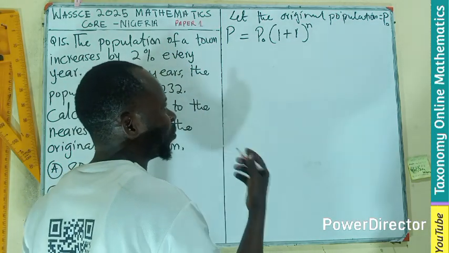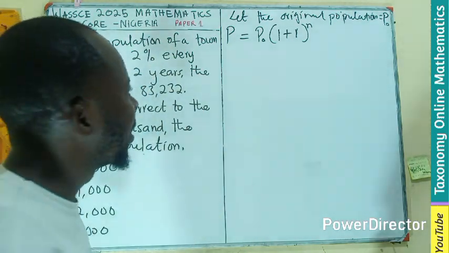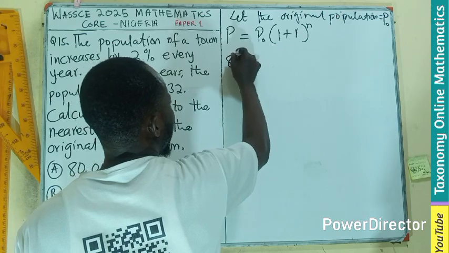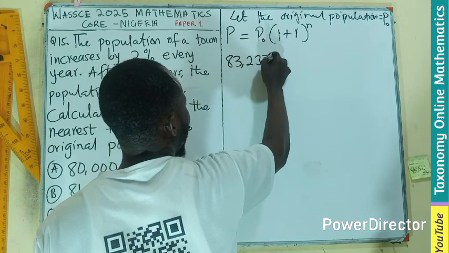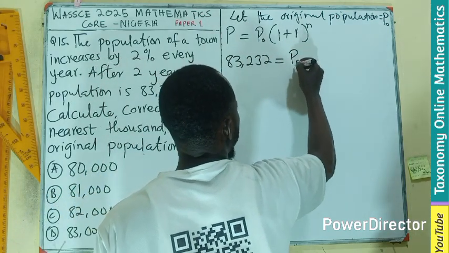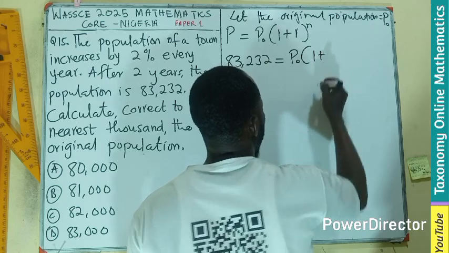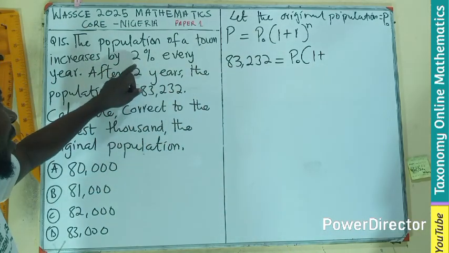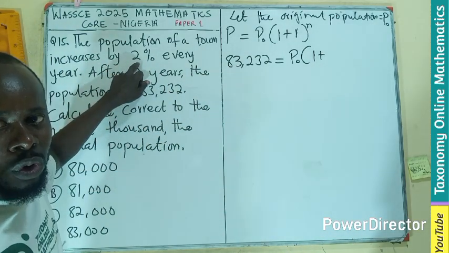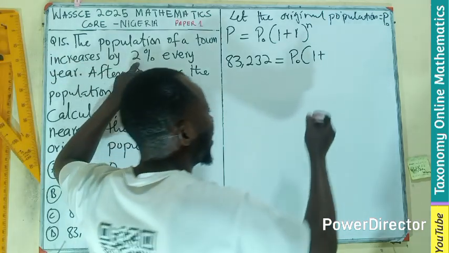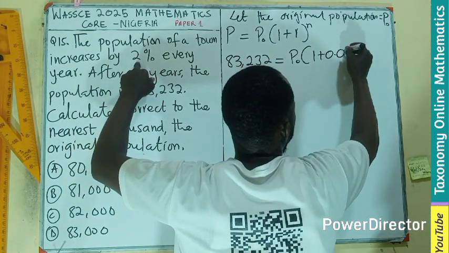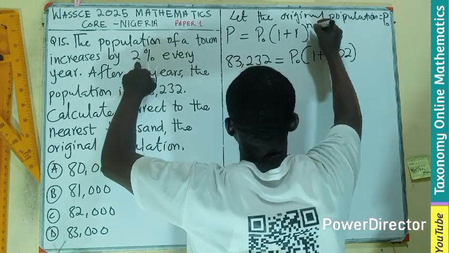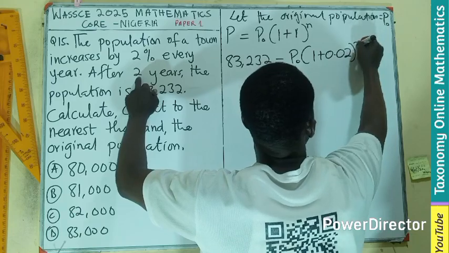So by substitution, since I'm dealing with section A, I just go ahead and have my 83,232 equals P naught (1 plus R). The R as a rate is in decimal, so 2% would be 0.02, raised to the power N, which is going to be 2 years.